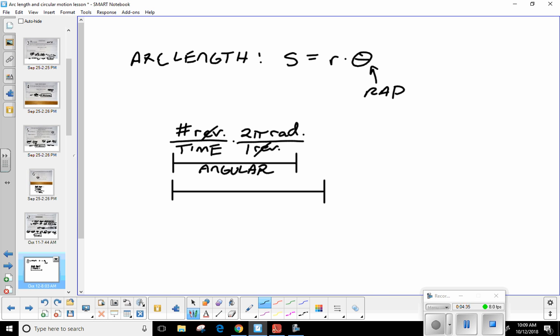Okay, Raphael, can you help him out? It's a Greek letter. Omega, okay. We like to use omega. It looks like that curvy W right there.